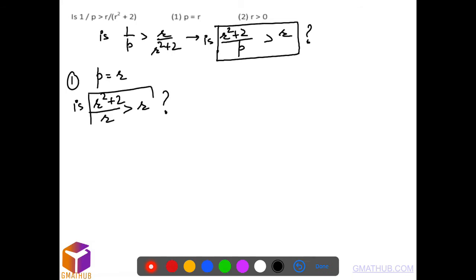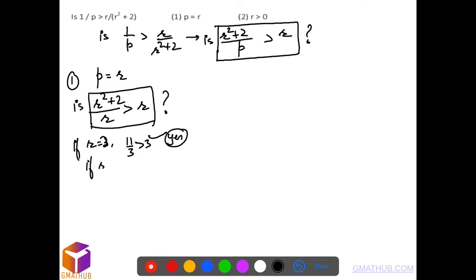So that becomes our question. Now remember, it's still a question. We are not solving it, we are just plugging in p for r. Let's say if r is equal to 3, it will become 9 plus 2, 11 by 3, greater than 3, yes, answer.